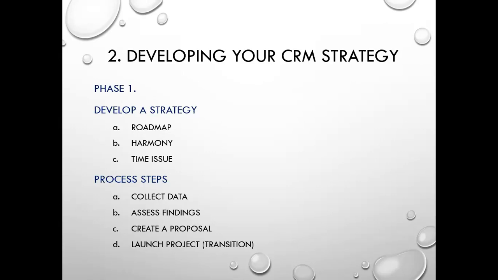You can see the table in your textbook. You can see the detail of these steps: collect data, assess findings, create a proposal, and at the end, transition, launch the project. What will you get from this step? You will have defined a high level view of the information, process, technology, and people requirements of your organization.